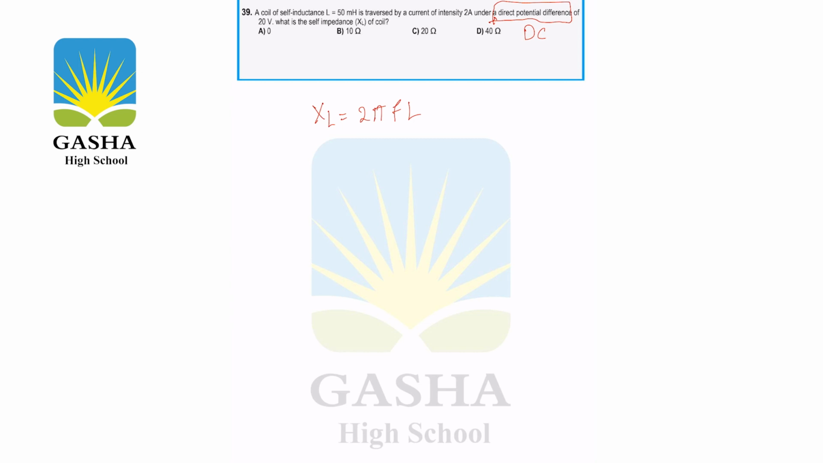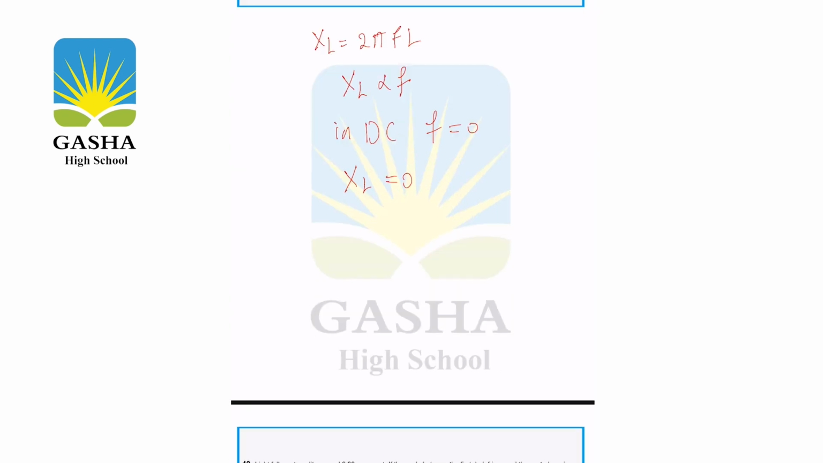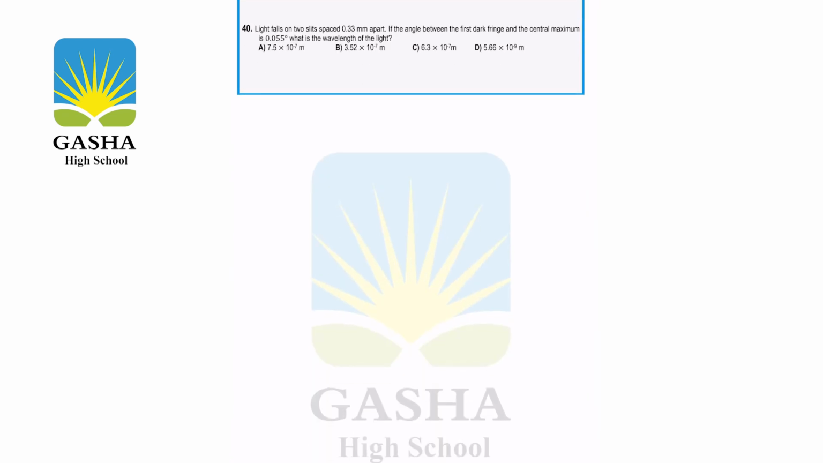But you have to be careful that XL is directly proportional to frequency. And in DC, since the current is DC, we don't have frequency. So frequency is 0. When frequency is 0, the coil acts as a wire. So we don't have a self-impedance, and self-impedance will be equal to 0. So that makes choice A the correct answer. Let's move on to question 40.